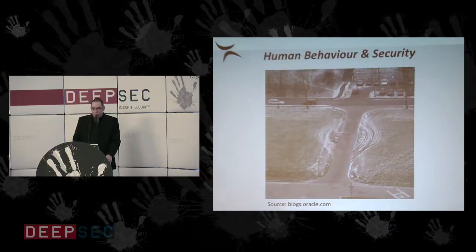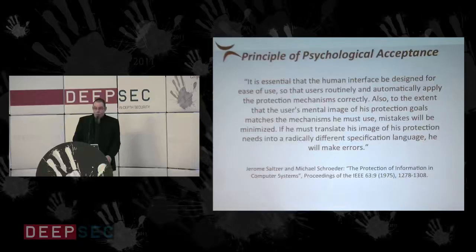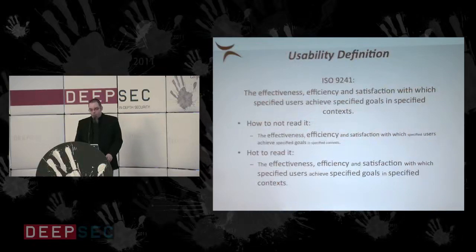For IT security systems, there is what we call the principle of psychological acceptance. You can read it, I won't read it word by word, but it boils down to this: if you design your IT security systems in a way that is unusable, users either won't use it or will use it the wrong way, which then, of course, very often circumvents the security of the systems. And we know this since 1975 already, as you see in the reference.